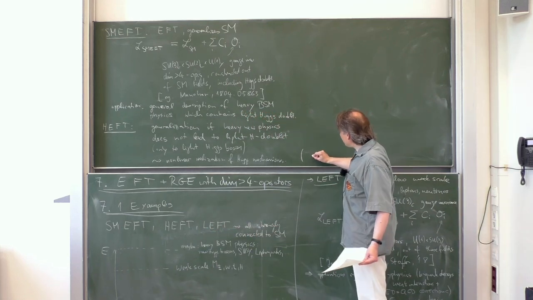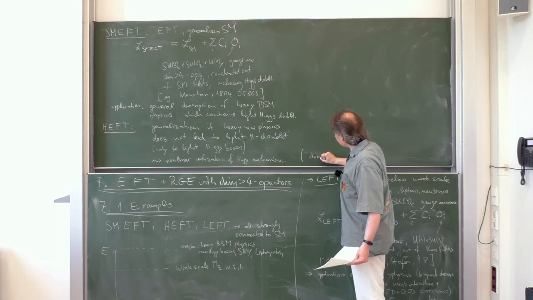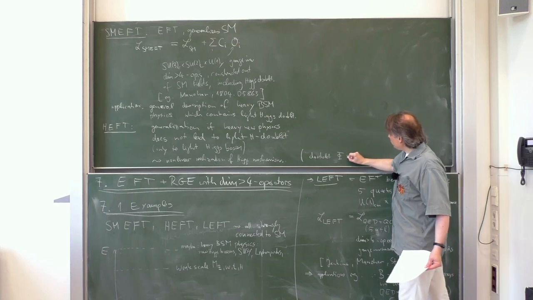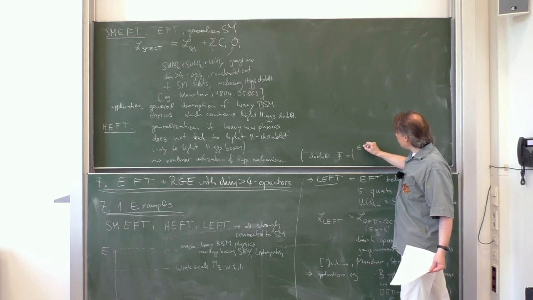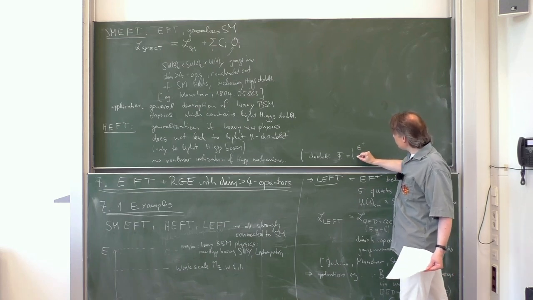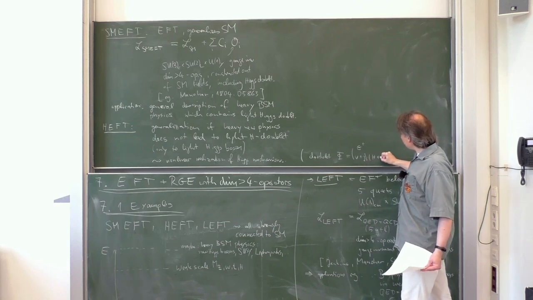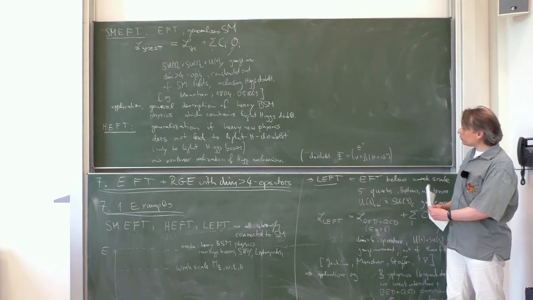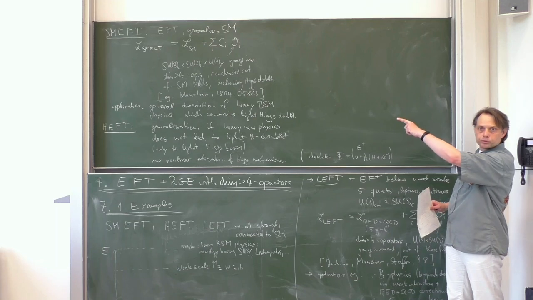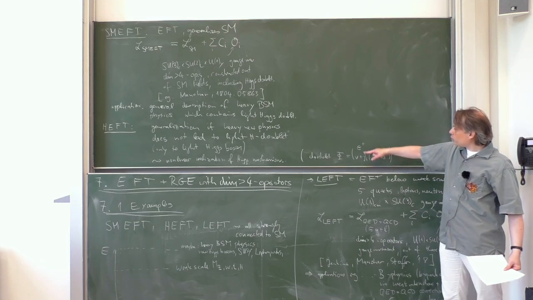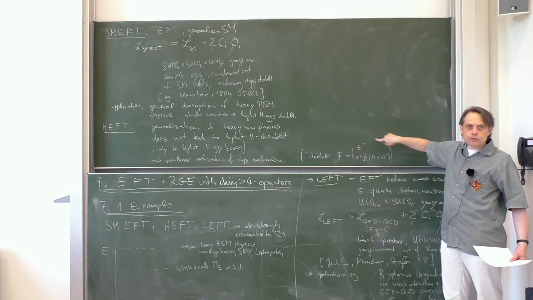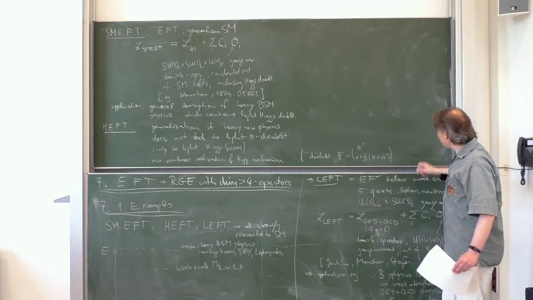Very roughly speaking, instead of a doublet, let's call it capital Phi, where the doublet could be written as an unphysical Goldstone boson, G plus, and here v plus 1 over square root of 2 Higgs field plus i times a neutral Goldstone boson. That is the Higgs doublet, which is used in the standard model and also in SMEFT, and the gauge transformation would transform v plus the Higgs field into the charged Goldstone or the neutral Goldstone boson.